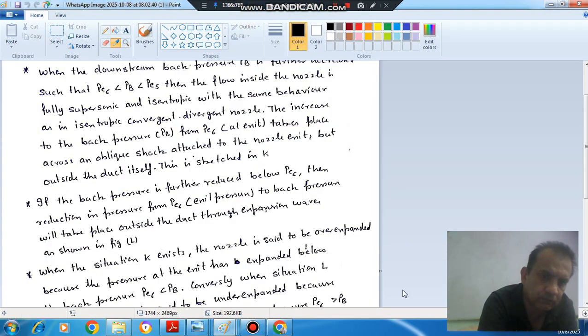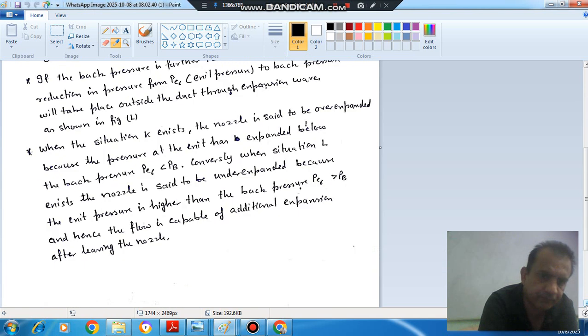Now last point, when situation K exists, the nozzle is said to be overexpanded because the pressure at the exit has expanded below the back pressure, P6 less than PB. Conversely, when situation L exists, the nozzle is said to be underexpanded because the exit pressure is higher than the back pressure, P6 is greater than PB. Hence, the flow is capable of additional expansion after leaving the nozzle.